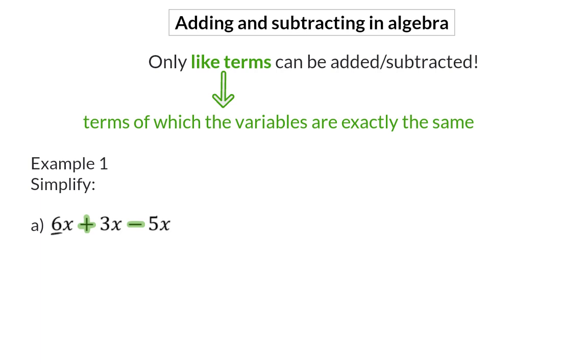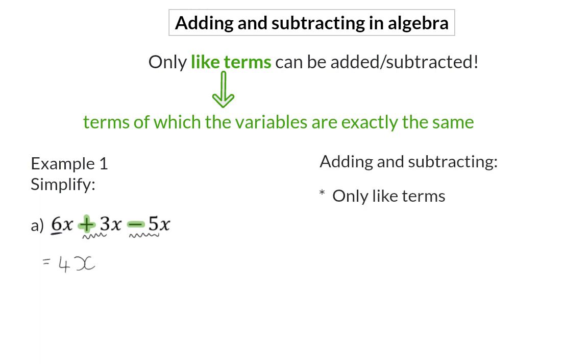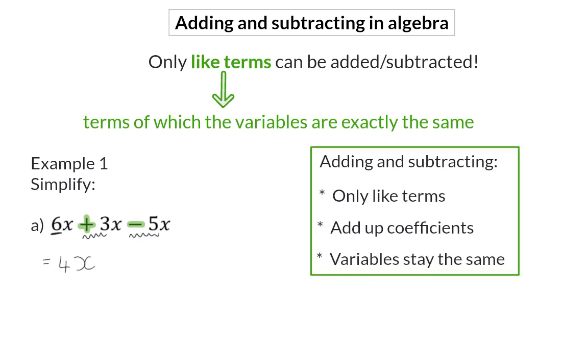The first term's coefficient is 6, the second term's coefficient is plus 3, and the third term's coefficient is minus 5. So here we will have 6 plus 3, which is 9, and 9 minus 5 will give us 4. So here we have 4 x's in total. So when you are adding and subtracting, you may only add and subtract like terms, and to do that you focus on the coefficients and add them up. The variable never changes when adding and subtracting.